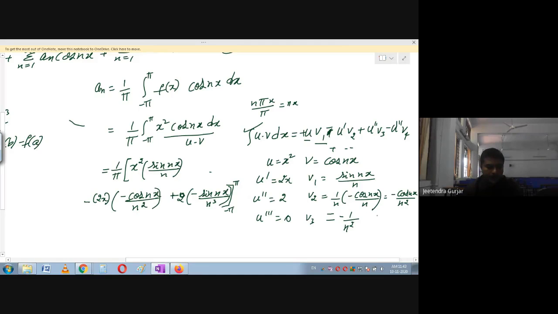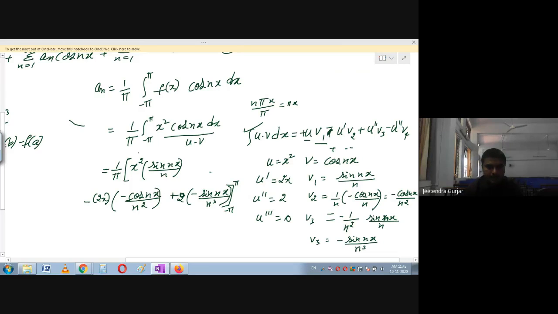Now how you will simplify cos nx? Yes, the integral of cos nx is nothing but, students, sin nx upon n. So I will just take sin nx upon n. If you further simplify, v3 is equal to minus sin nx, n will multiply, it is n cube. So I have substituted here.